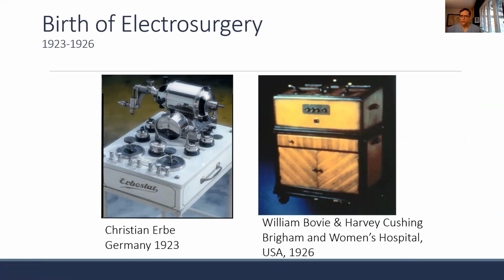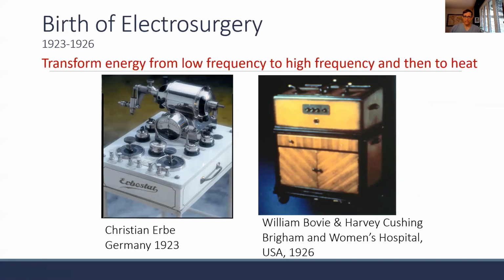And here are the first two electrosurgery units. The first was invented by Christian Irby in 1923, and the second was invented by William Bovey and Harvey Cushing at my hospital, the Brigham and Women's Hospital, in 1926. What these essentially do is transform energy from low frequency to high frequency, and then into heat in the body.